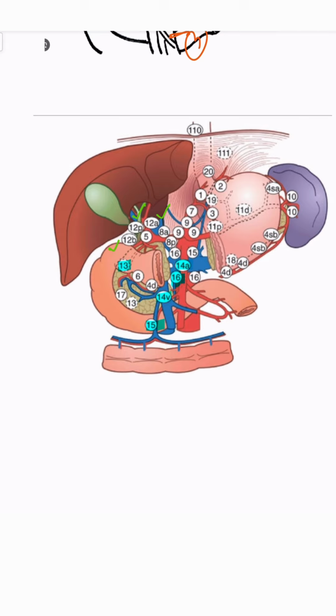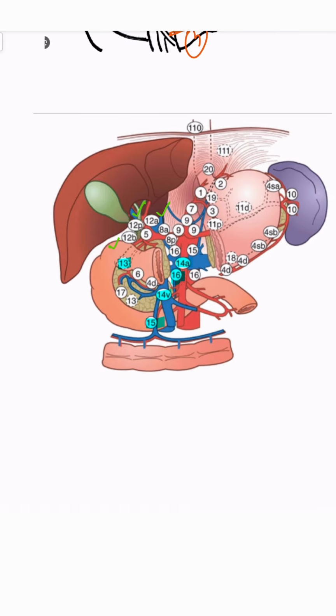13 is the lymph node along the posterior surface of the pancreatic head. And 14V is along the superior mesenteric vein. 15 is along the middle colic vein, and 16 is the para-aortic lymph nodes.